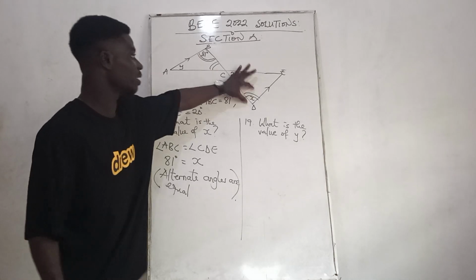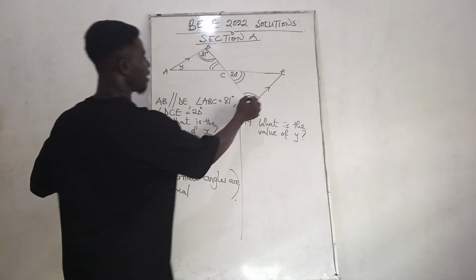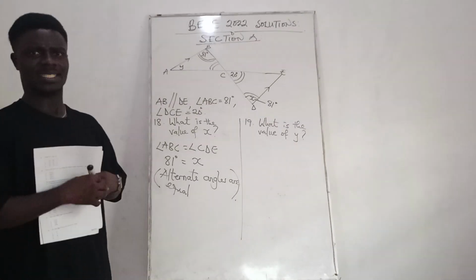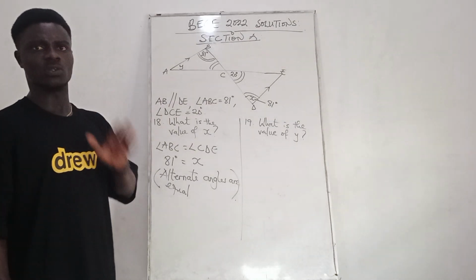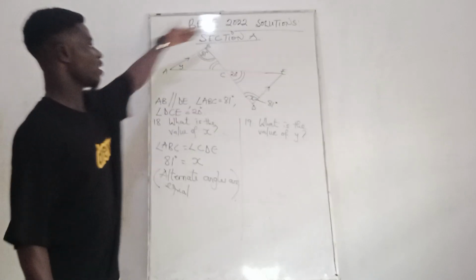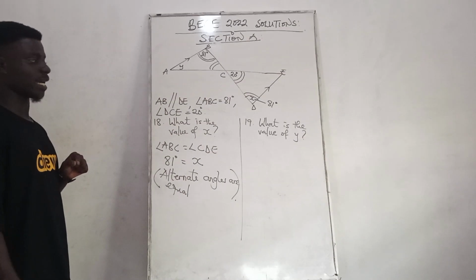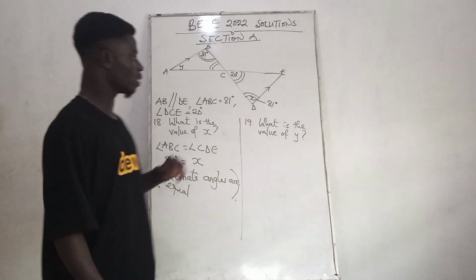So now this one is equal to that. So I can say that here is what? 81 degrees. I believe you understand that. So alternate angles are what? Are equal. We have parallel lines, and that means we get alternate angles inside. Right. So now let's come to question 19.